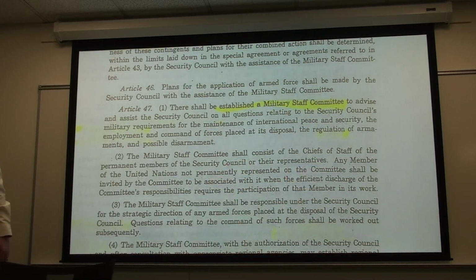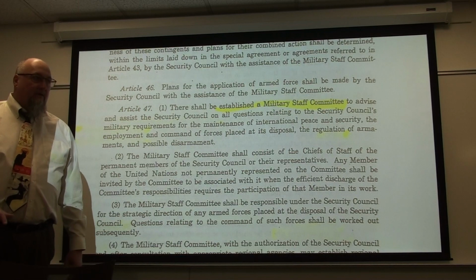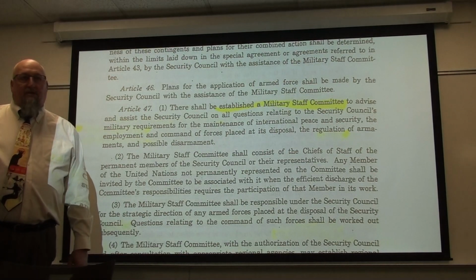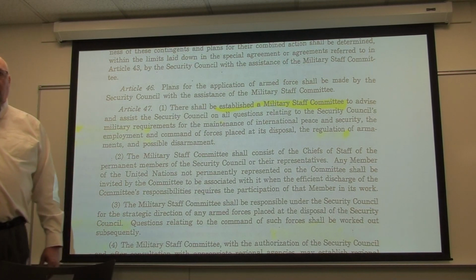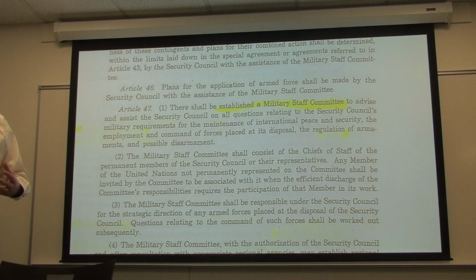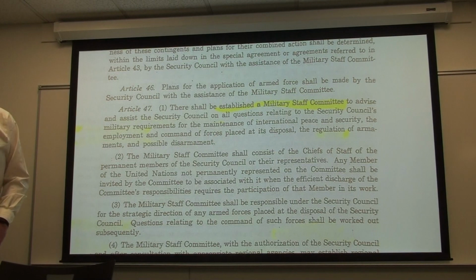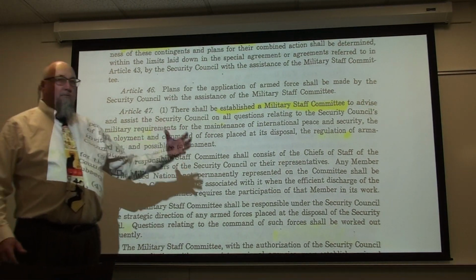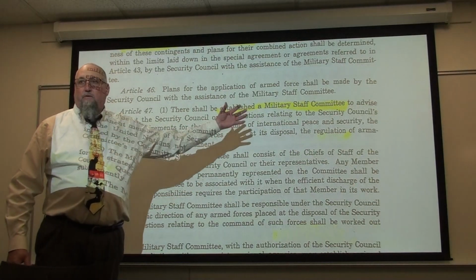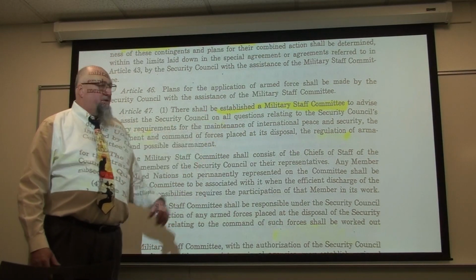And again, you've got to remember the background here. Members, when they join the charter, by becoming a member, are agreeing to this built into the membership of being part of the UN. So that kind of implies also that you're, well, not implies, you are also then agreeing to the authority of the Military Staff Committee.